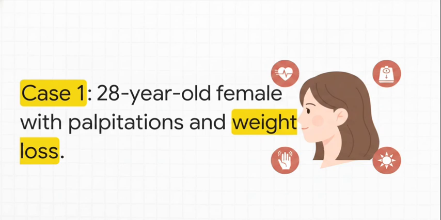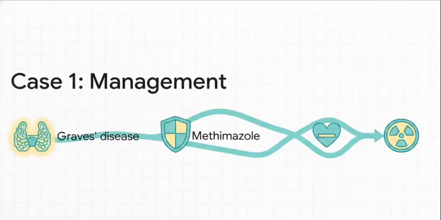Case 1. We have a 28-year-old female presenting with a 3-month history of palpitations, a 6-kilogram weight loss despite having an increased appetite, a noticeable tremor, and heat intolerance. Her lab work reveals a completely suppressed TSH of less than 0.01. That completely suppressed TSH, combined with elevated free hormones and positive TRAB antibodies, confirms Graves' disease with thyrotoxicosis.